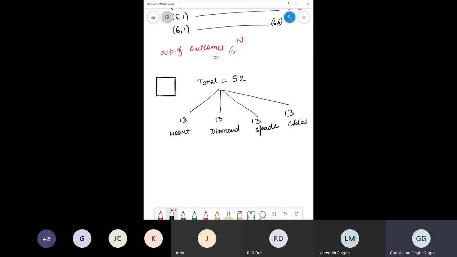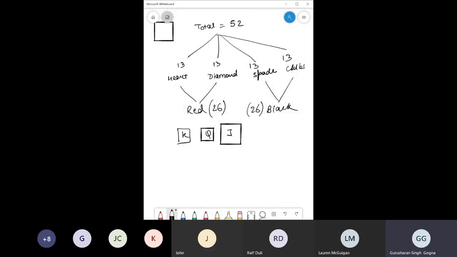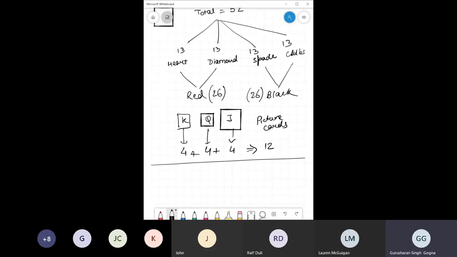And hearts and diamonds, they are red, isn't it? These are black in color. So in total there are 26 red cards and 26 black cards. Then you have picture cards, king, queen, jack, isn't it? So how many picture cards are there? These are called picture cards. So 4 kings, 4 queens, 4 jacks, isn't it? So the total is 12. So there are a total of 12 picture cards. Okay, so this is all about coin, dice, and cards. So if you know at least all these, you can tackle the question.